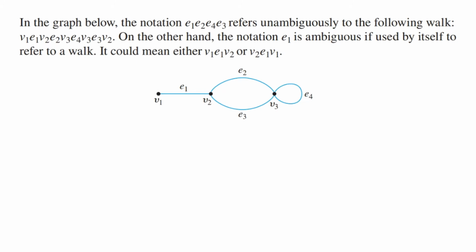So for example, in this graph below, E1, E2, E4, E3 refers unambiguously to the walk that goes through those, because that's the only way you can get between those vertices, through those edges. On the other hand, E1 is ambiguous if used by itself to refer to a walk, because that could either start at V1 or start at V2 and go the other place. So you want to make sure that when you're specifying these, there is no ambiguity.